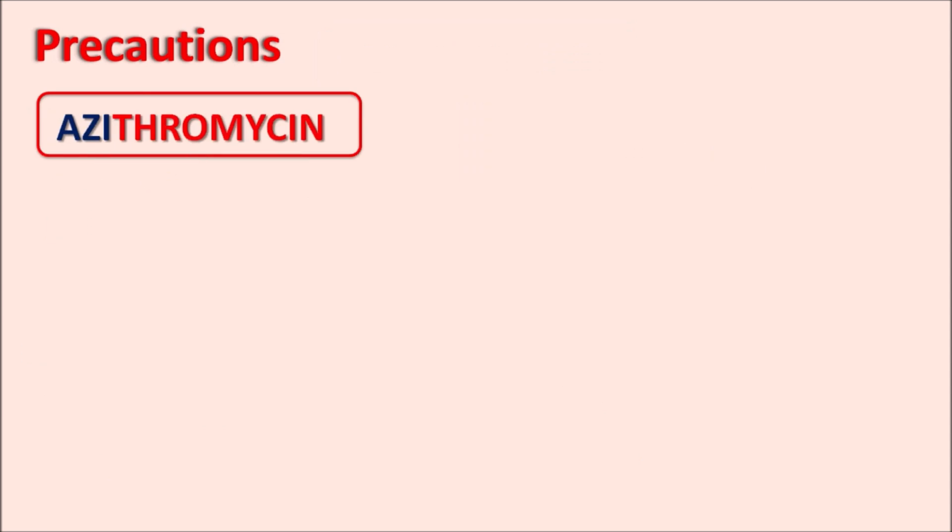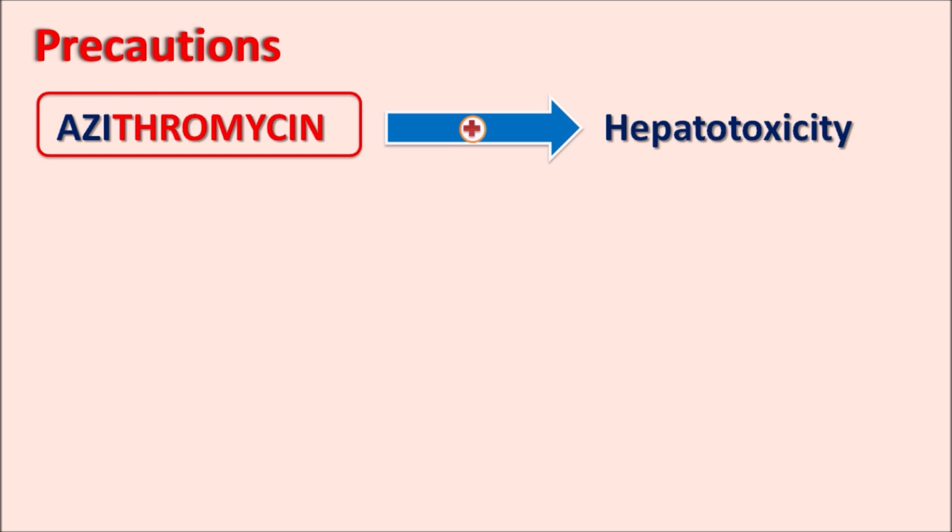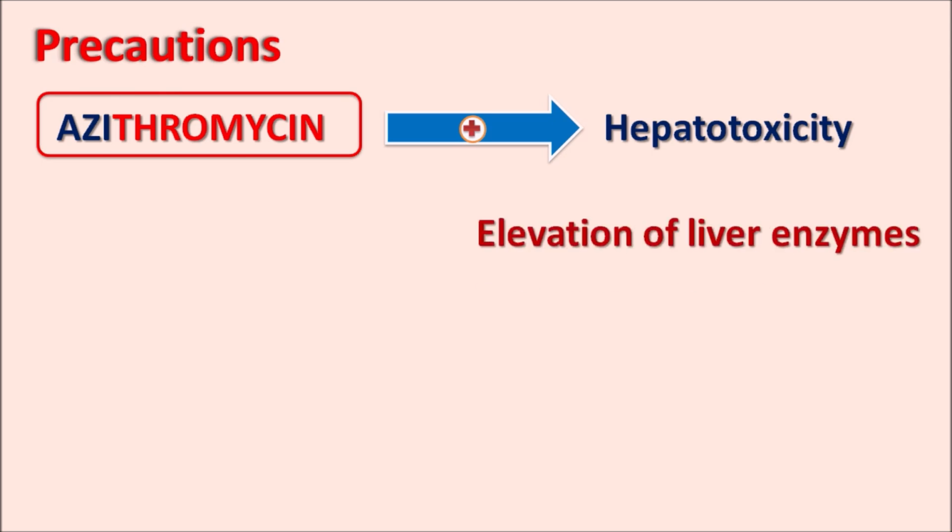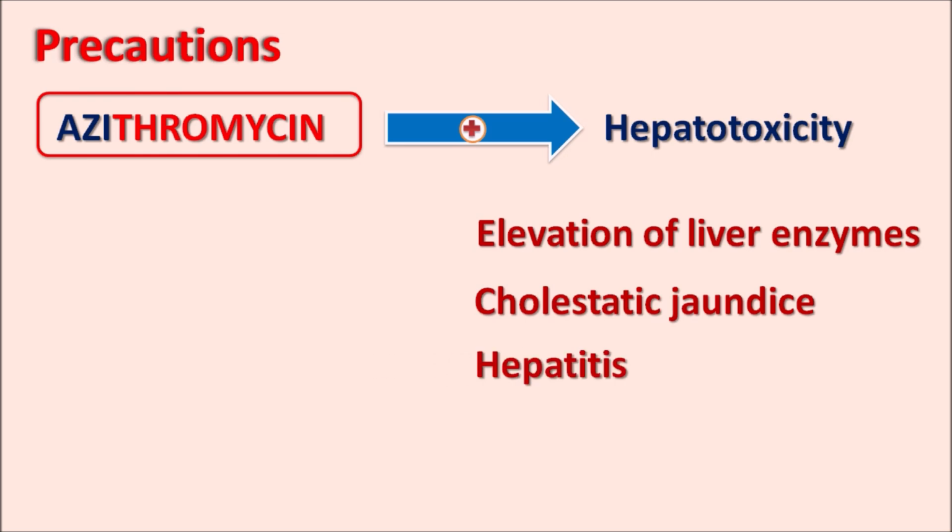The second important precaution is that azithromycin can produce hepatotoxicity. So it can produce some elevation of liver enzymes. It can increase the bilirubin levels along with excessive deposition of cholesterol. It leads to cholestatic jaundice, some hepatitis, liver infection, hepatic necrosis, damage to the liver. All these are possible with azithromycin at a high dose used for longer periods.